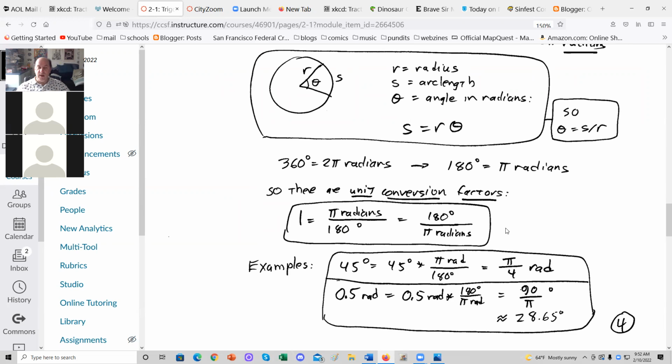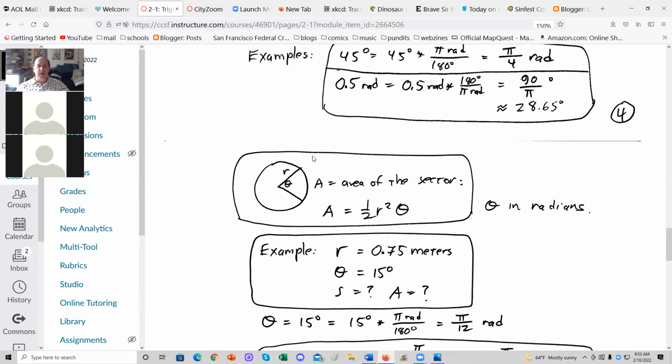from radians to degrees. For example, 45 degrees, we multiply that by pi radians over 180 degrees, partly because this is 1, and radians per degree, so that degree measures will cancel out. And after a bit of arithmetic, that's pi over 4 radians. Conversely, 1/2 of a radian, 0.5 radians, we'll multiply that by 180 over pi degrees per radian. So the units of radians will cancel out, and we're left with 90 over pi degrees, which is approximately 28.65 degrees.